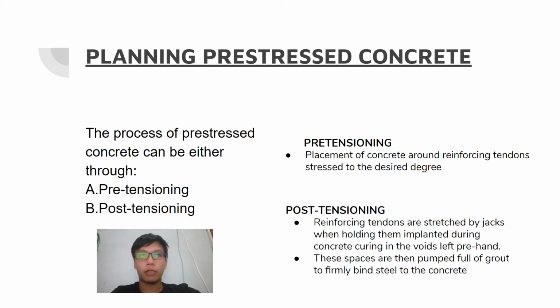Prestressed concrete. The process of prestressing can be done either through pre-tensioning or post-tensioning. For pre-tensioning, concrete is placed around reinforcing tendons stressed to the desired degree. For post-tensioning, reinforcing tendons are stretched by jack while holding them in place during concrete curing in the voids left free, and then these spaces are pumped full of grout to firmly bind the steel to the concrete.